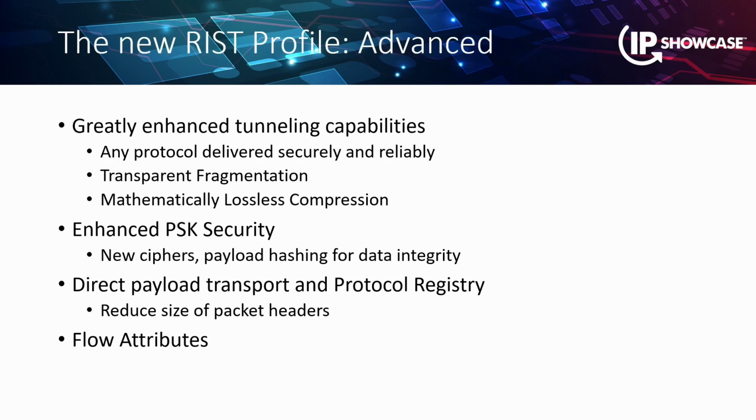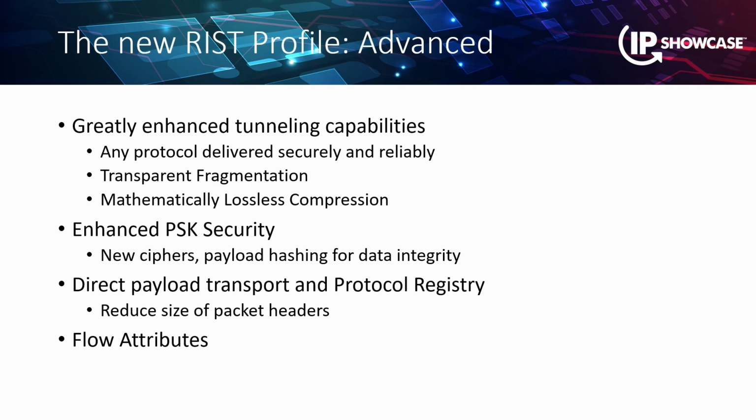So we started with tunneling in main profile, but Advanced Profile provides much more enhanced tunneling capability. So the idea is that you can use RIST for any protocol you want. So you can tunnel any protocol. That's the baseline. The other thing is transparent fragmentation. So you can carry packets of any size, and then the packet just shows up on the other side. And then mathematically lossless compression.